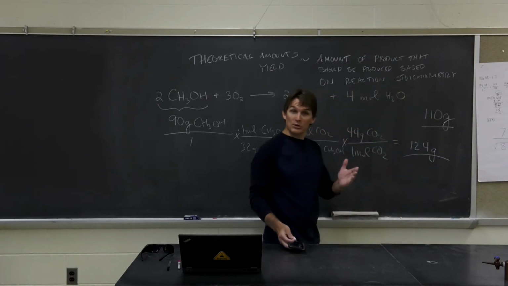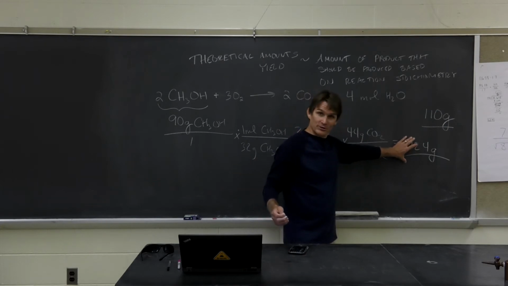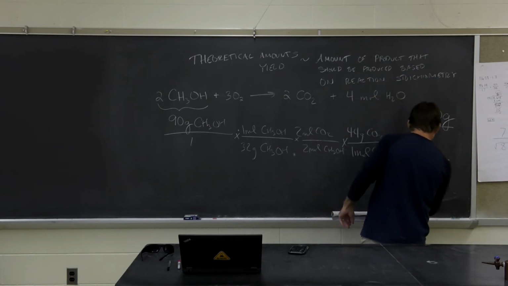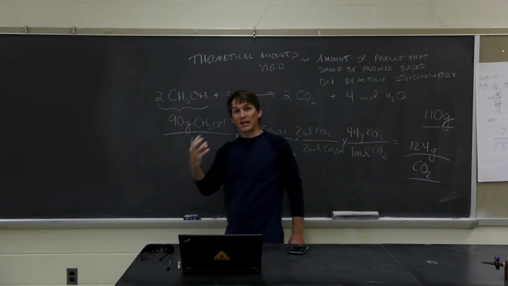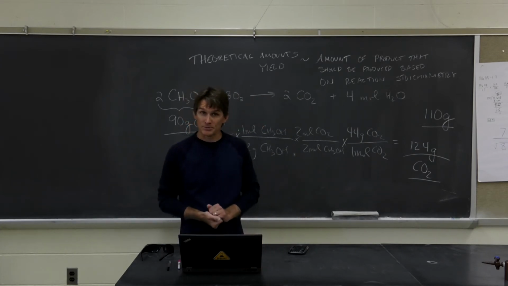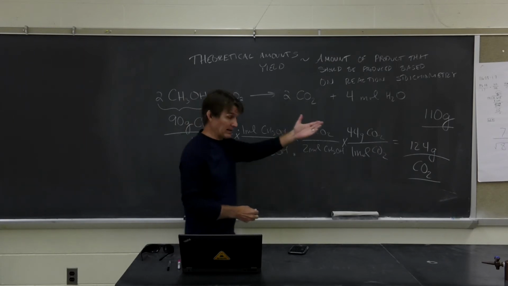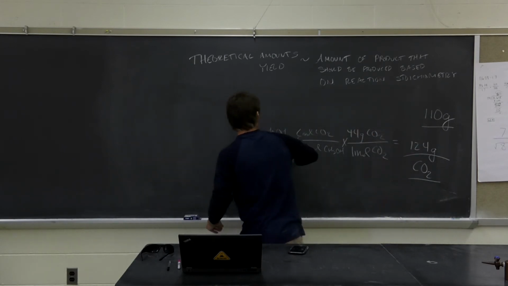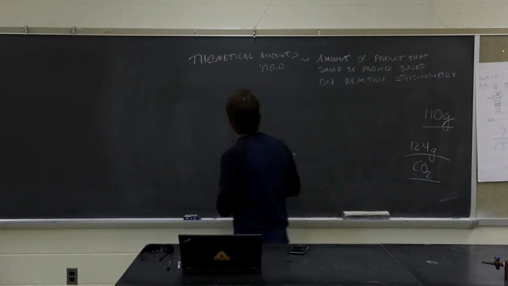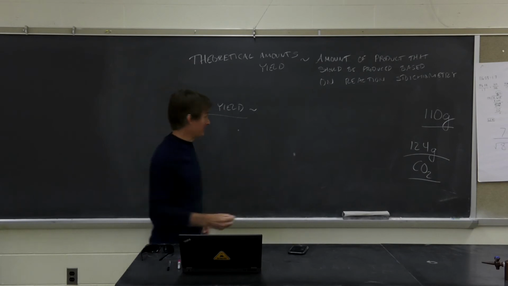So this would be what we call the theoretical yield. It's what we've already been doing. The theoretical yield of carbon dioxide is what we would expect to get if we burned all of the methanol and collected all of the carbon dioxide that was produced. It doesn't always match what we actually get. So what we actually measure is called the actual yield. Let me write down the definition of the actual yield. Actual yield, it's pretty easy: the amount of product that you actually collect.